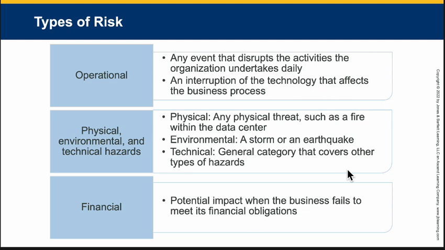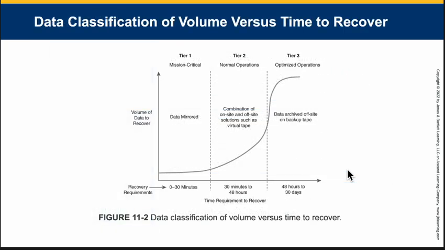Data classification of volume versus time to recover. Let's take a look at a graph here. We have time to recover versus volume of data recovered. So tier 1 to tier 3.